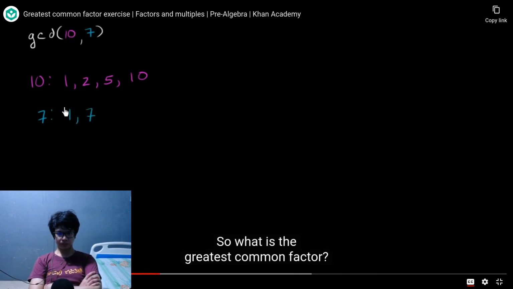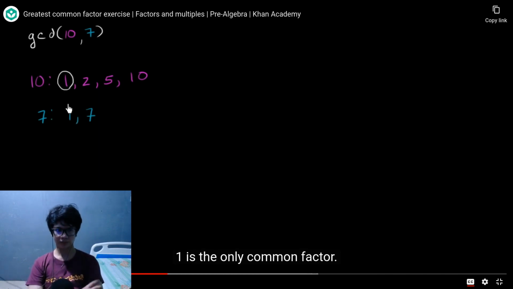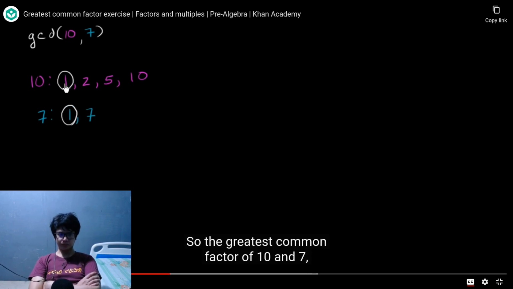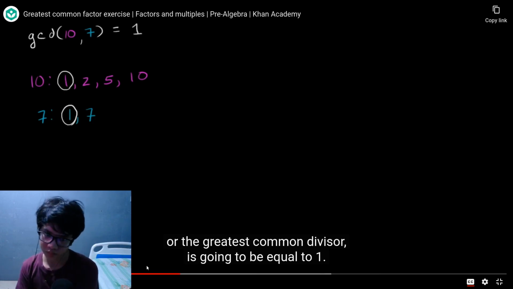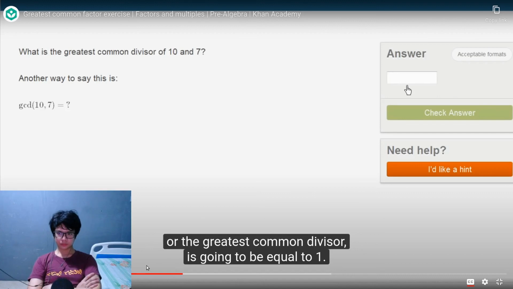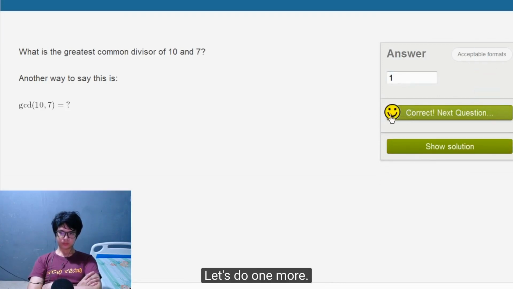So what is the greatest common factor? Well, there's only one common factor here: 1. 1 is the only common factor. So the greatest common factor of 10 and 7, or the greatest common divisor, is going to be equal to 1. So let's write that down. 1.